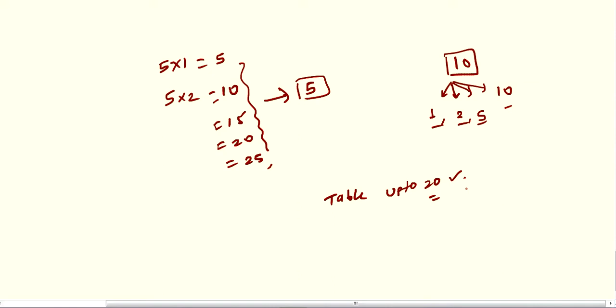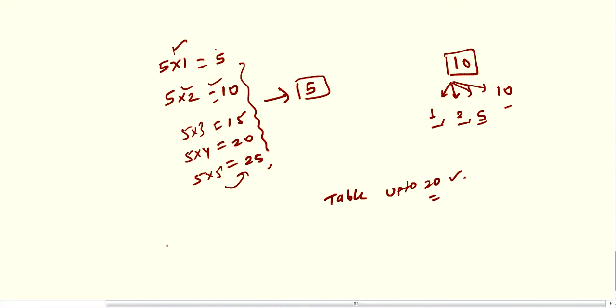Now next is multiple. So multiples of a number are the numbers obtained by multiplying it by a natural number. Suppose first 5 multiples of 5. So 5 ones are 5, 5 twos are 10, 5 threes are 15, 5 fours are 20, 5 fives are 25. So these all are multiples, first 5 multiples.